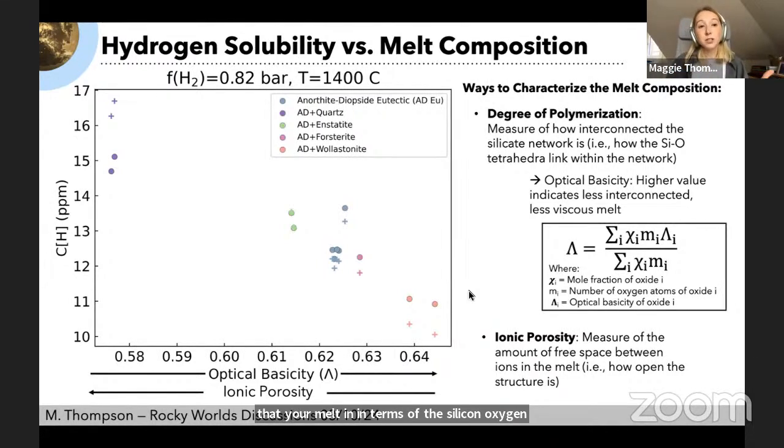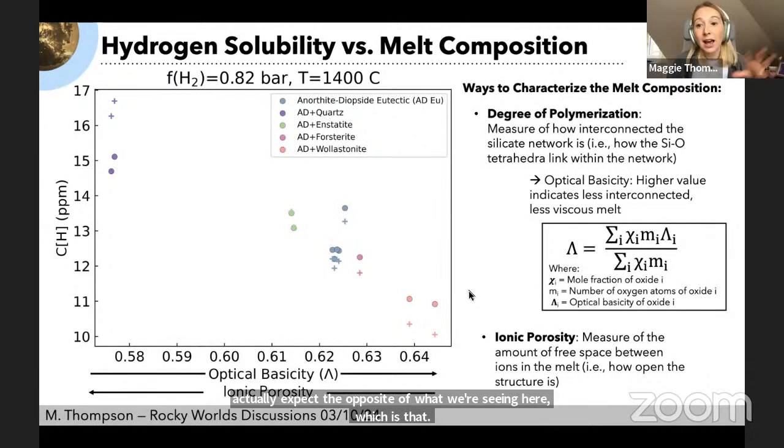So this result was actually a bit surprising to us. We initially would think that if your melt was less interconnected, there would be more space for you to dissolve your hydrogen. And so you would actually expect the opposite of what we're seeing here, which is that the amount of hydrogen that dissolves decreases as your melt is less interconnected.